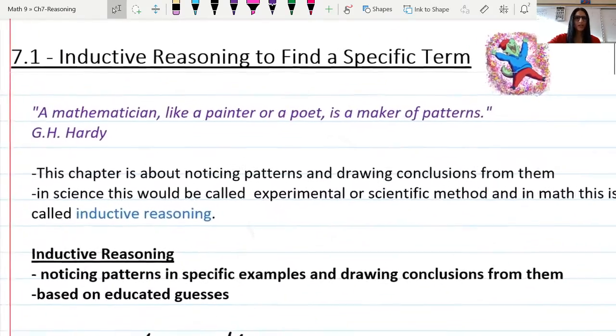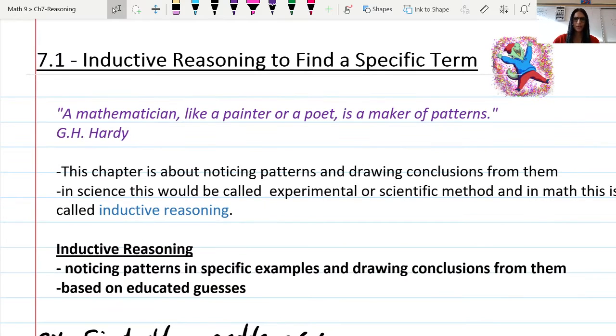Everyone, welcome back to another Math 9 video. We are starting chapter 7 today, and that is Inductive Reasoning to find a specific term.